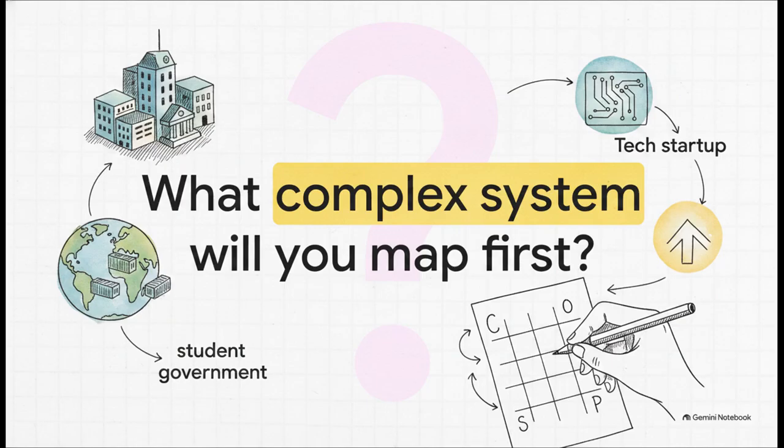So I'm going to leave you with this provocative question as we wrap up this explainer. What complex system will you map first? Seriously, whether you're trying to figure out the dynamics of your local student government, a messy global supply chain, or even just the latest tech startup, grab a pen, draw a simple 3x3 grid, and start finding the customers, the other parties, the providers, and the supply. You have the tool now, so it's time to get out there and use it.